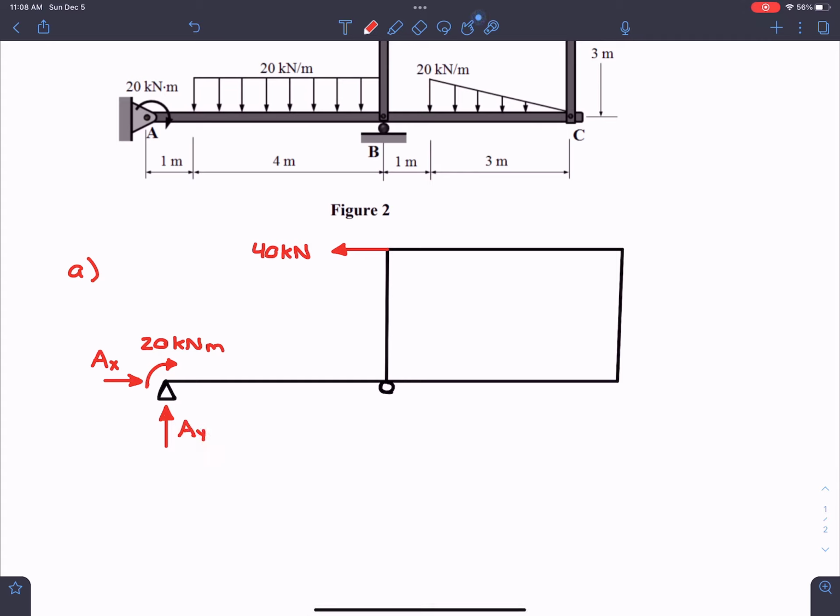And then at B, we have a roller, so we know that we are going to have that vertical reaction, which I'm just going to call BY. Now the last thing that I need to add, of course, are my distributed loads.